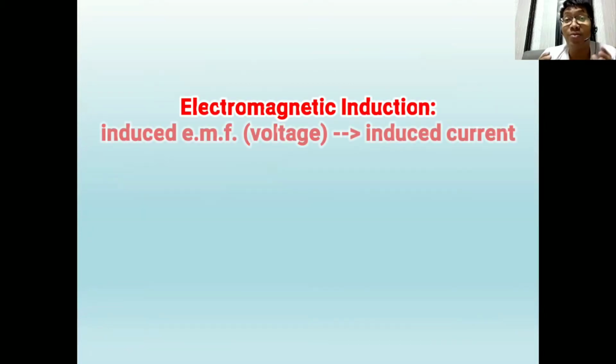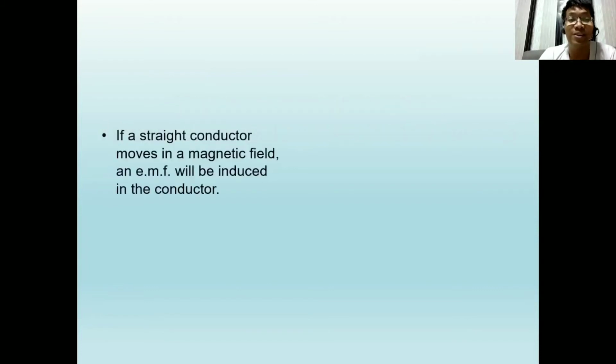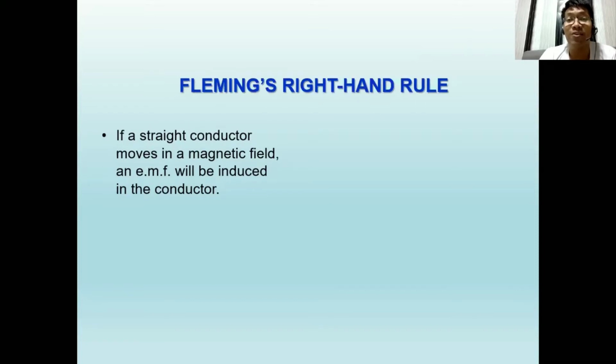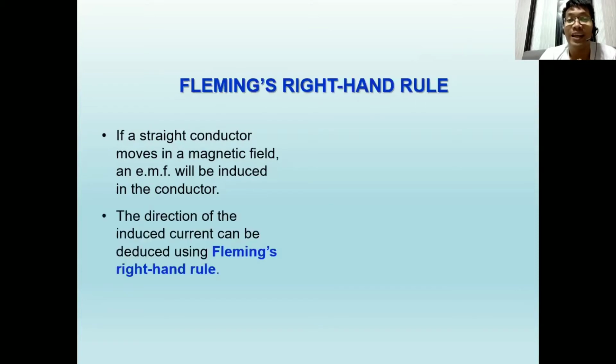In the previous video, we learned about electromagnetic induction. And we know that induced currents are produced in that process. If a straight conductor moves in a magnetic field, an EMF will be induced in the conductor. To analyze the direction of the induced current in electromagnetic induction, we use Fleming's right-hand rule. So once more, it is used to know the direction of induced current.